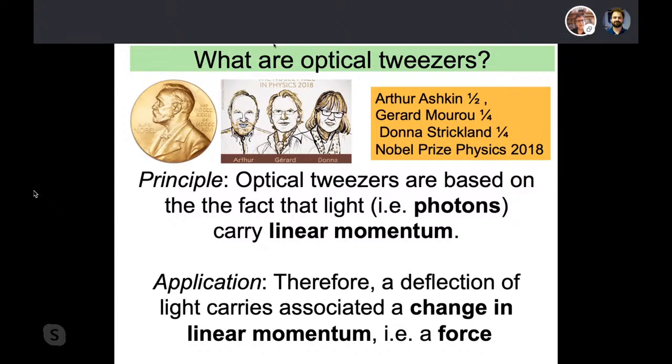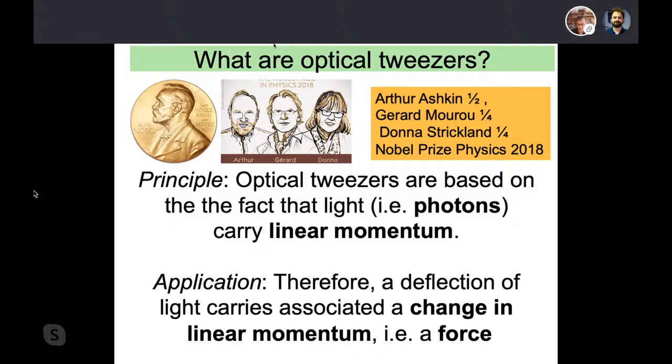Now, this invention of laser tweezers was recognized 2 years ago with the Nobel Prize in physics, which was given one half to Arthur Ashkin for the invention of optical tweezers, and the other half shared between Mourou and Strickland for the invention of high intensity short time pulses in laser physics.